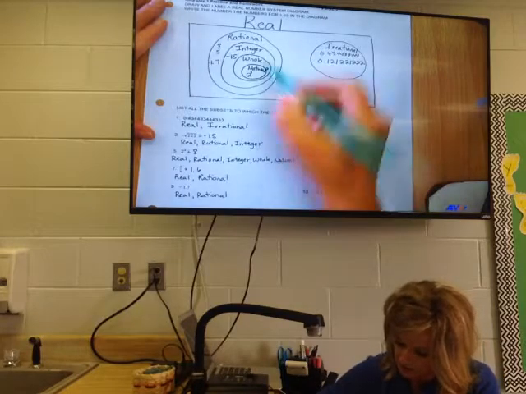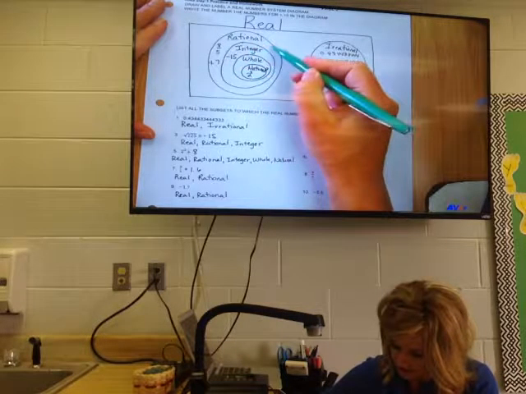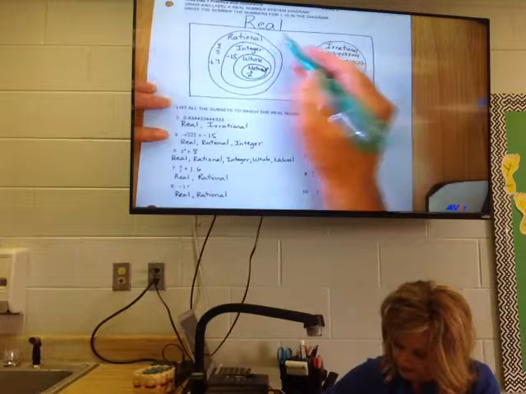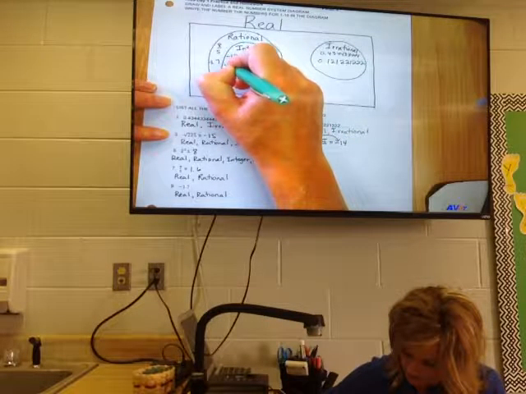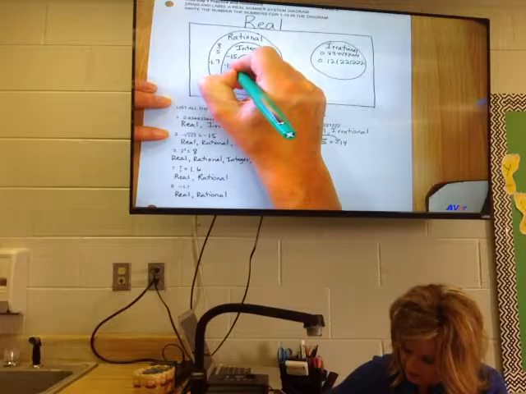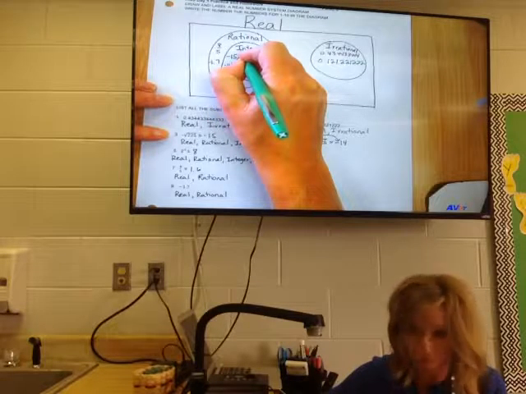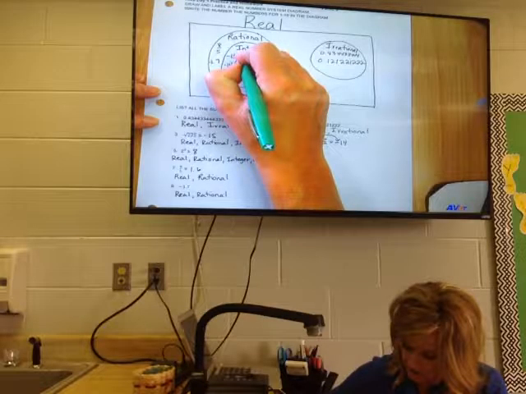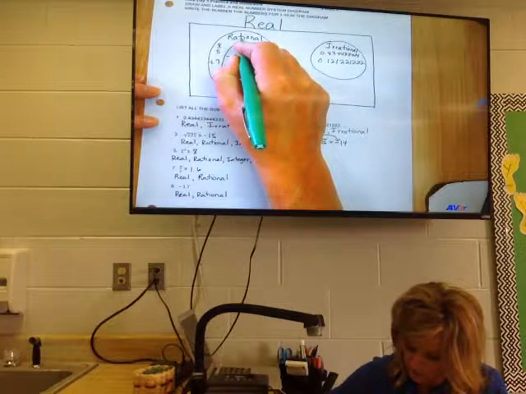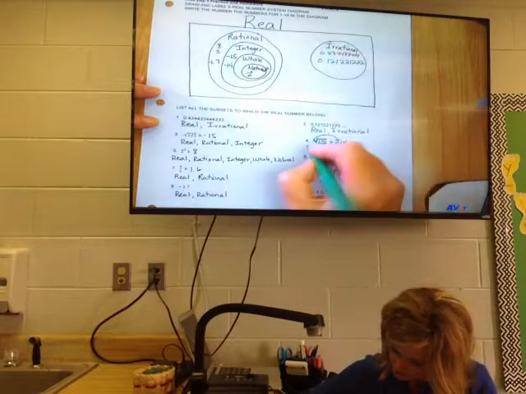So I'm going to go up here and decide where I should put negative 14. Well, it looks like it's very similar to negative 15. And if I am an integer in the integer circle, remember I can only get out, I can only escape. So if I'm an integer, then I'm also rational and I'm also real, just like number 3.